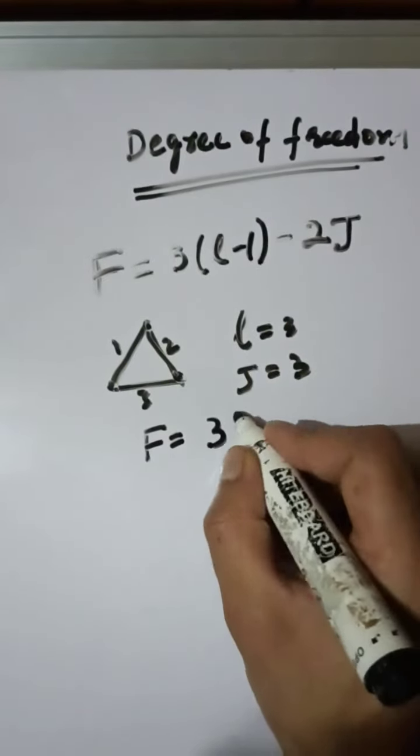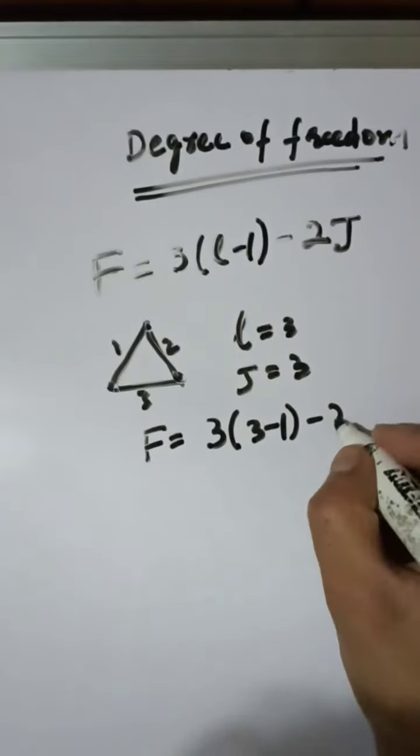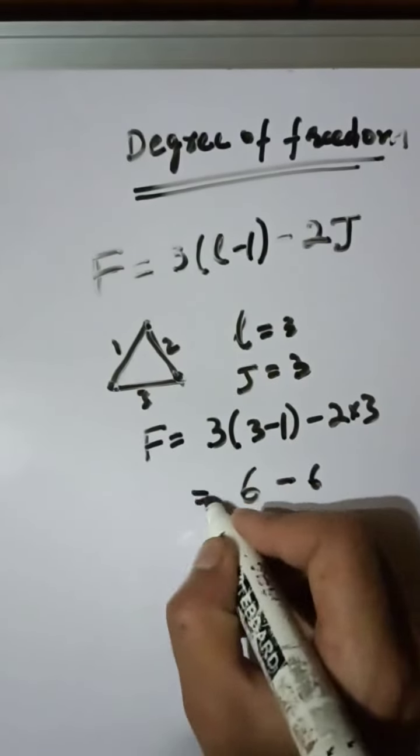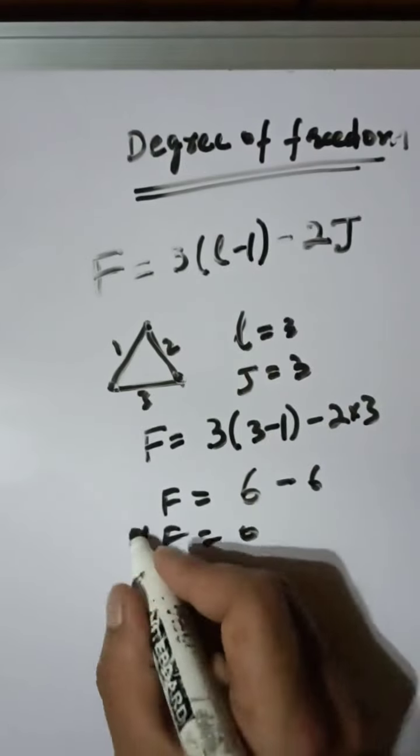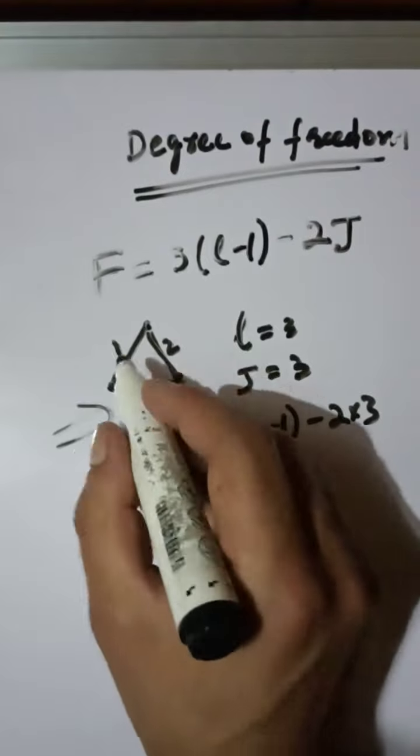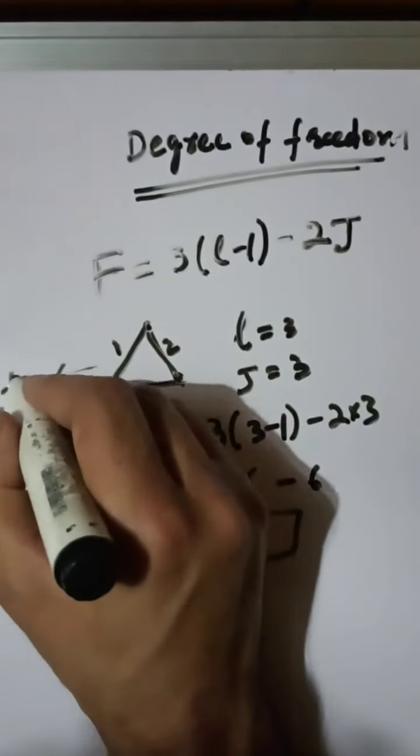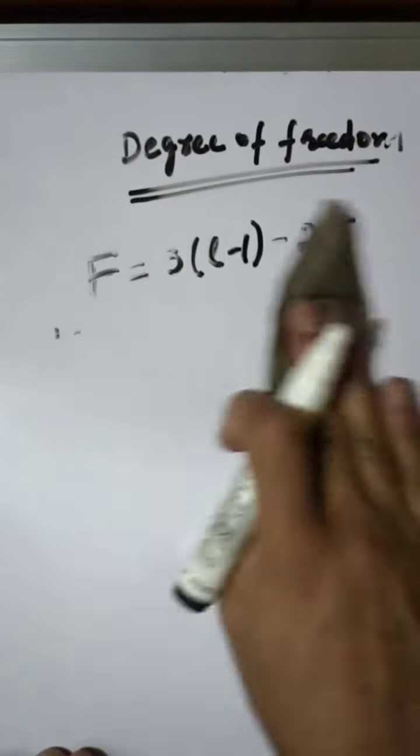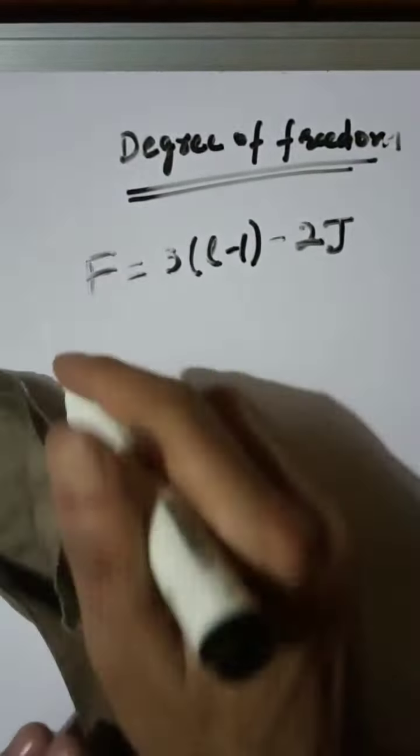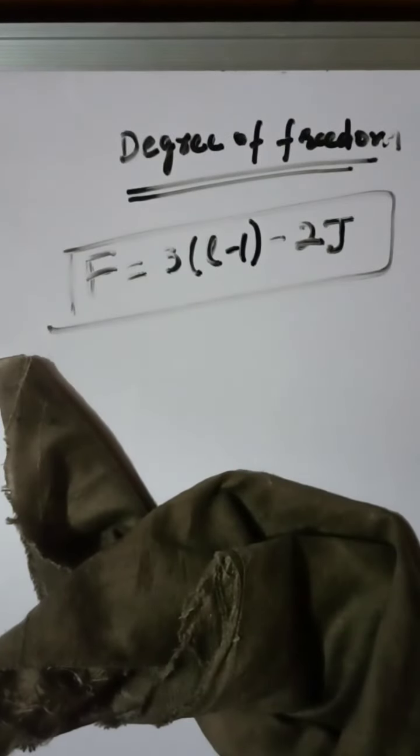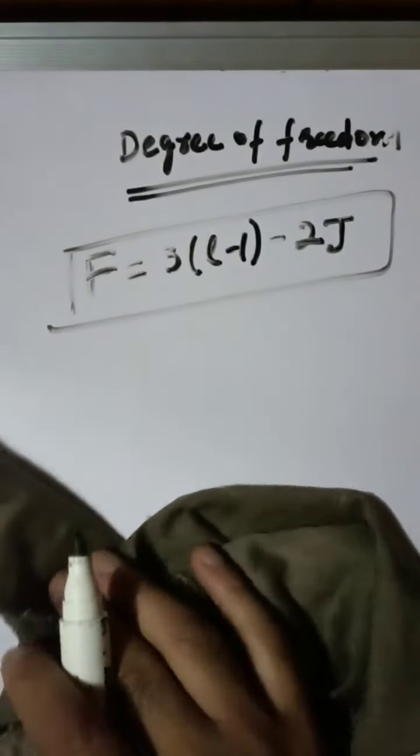F will become 3 into (3 minus 1) minus 2 into 3. So it becomes 2, 3 twos are 6, minus 6, that is F is equal to 0. It means that the degree of freedom is 0. Hence there will be no relative motion between the links, so it is simply a structure. We were able to find this just because of the equation that we call Grubler's equation.